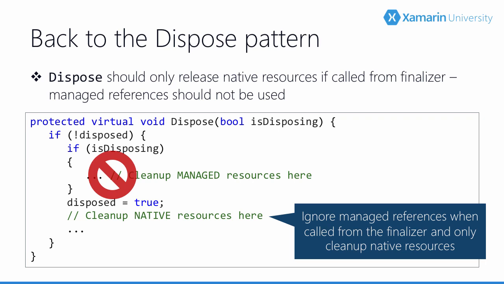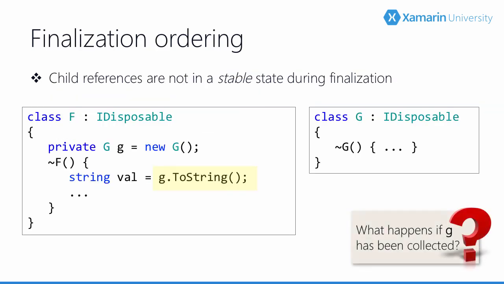So specifically, the handles that I may have allocated from the operating system. I don't want to do any sort of managed cleanup in here because the managed resources may not be available. So let me show you what I mean by that. Here I've got my class F that implements IDisposable, and notice that it allocates a class G that is also IDisposable, and both of these have finalizers. Now, in my finalizer for F, notice that I'm calling g.toString.